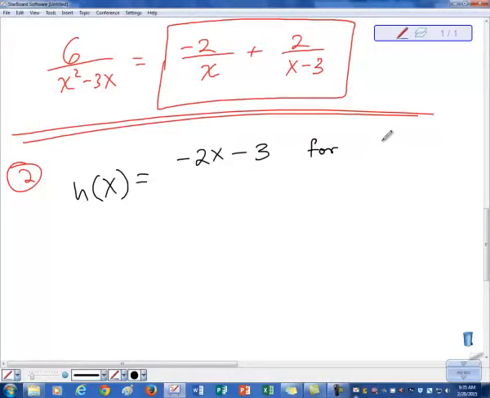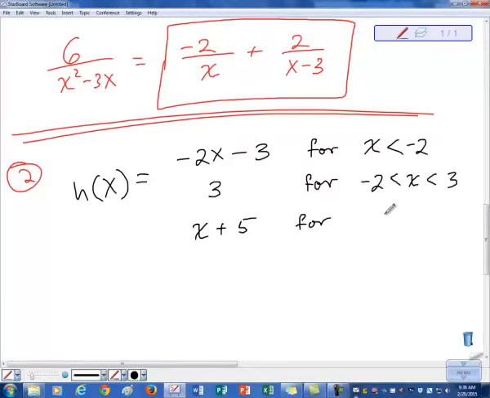for, now you could say if or for, it really doesn't matter, x is less than, let's say, negative 2. And then we have here, let's say, 3 for x is greater than negative 2 but less than positive 3. And the third one, we'll say x plus 5 for x is greater than or equal to 3.